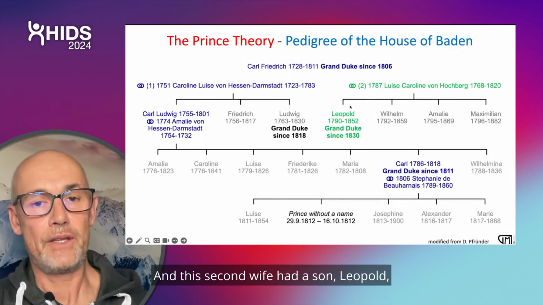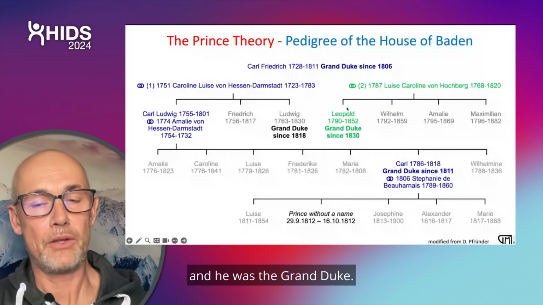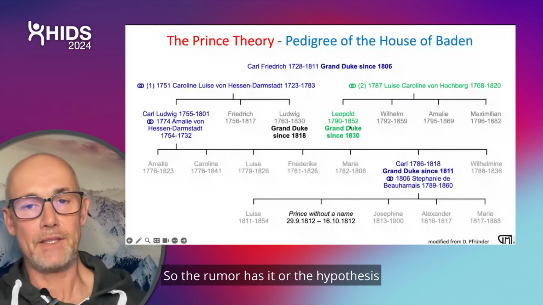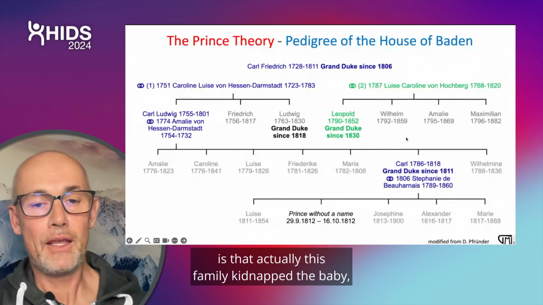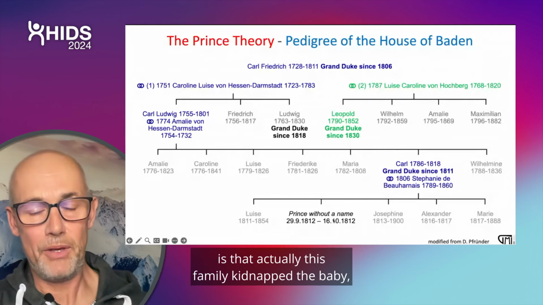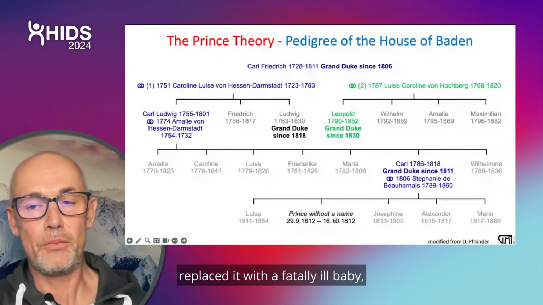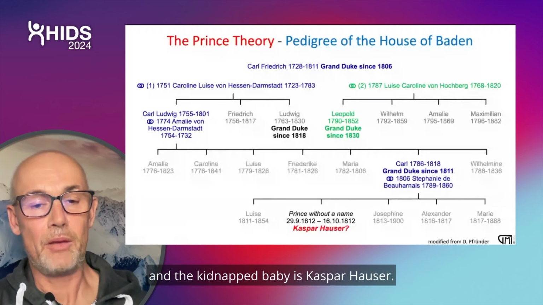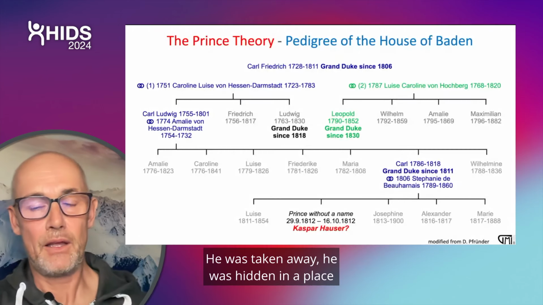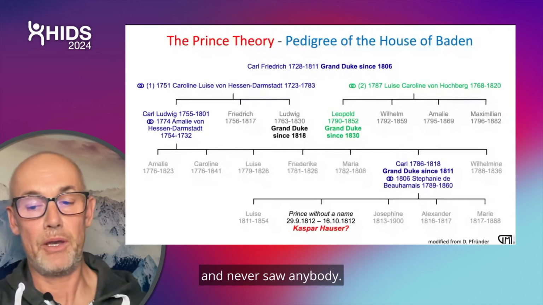And this second wife had a son, Leopold, and he was the Grand Duke. So the rumor has it, or the hypothesis is, that actually this family kidnapped the baby, replaced it with a fatally ill baby, and the kidnapped baby is Kaspar Hauser. He was taken away, he was hidden in a place and never saw anybody.